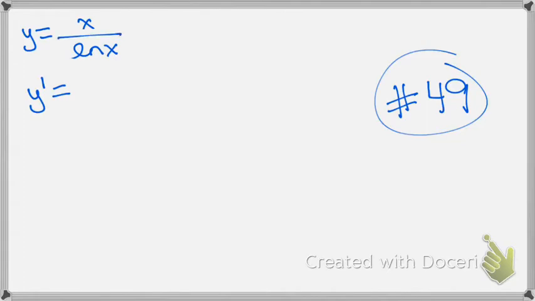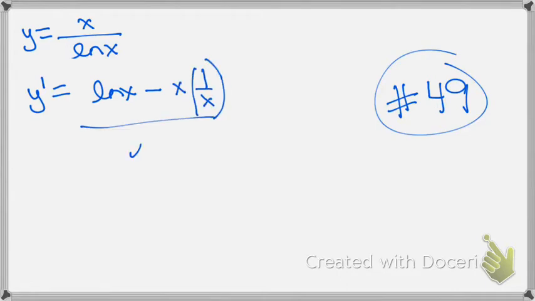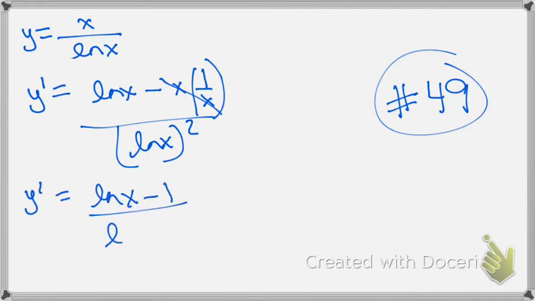Okay, so quotient rule. Low d high is 1, minus high, which is x, d low is 1 over x. So those are going to cancel. Draw the line and square below. The x's cancel, so my first derivative is the natural log of x minus 1, all over the natural log of x squared.